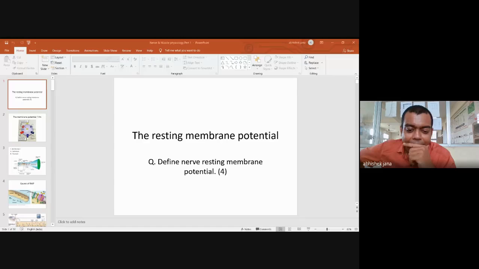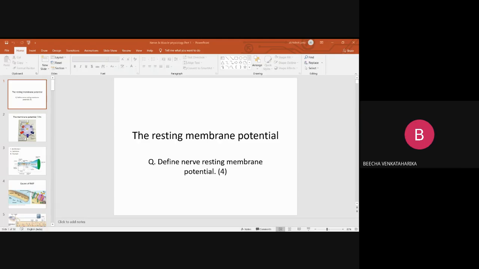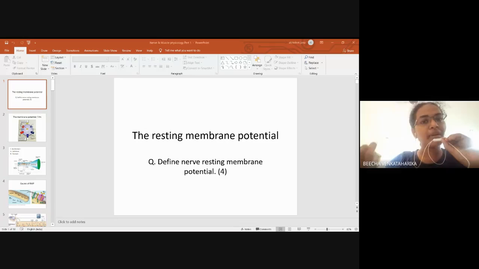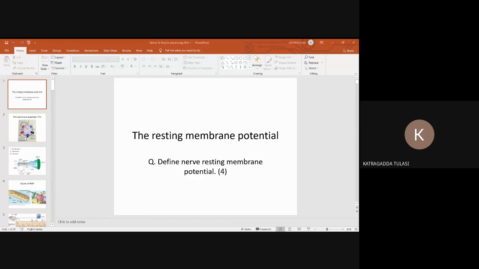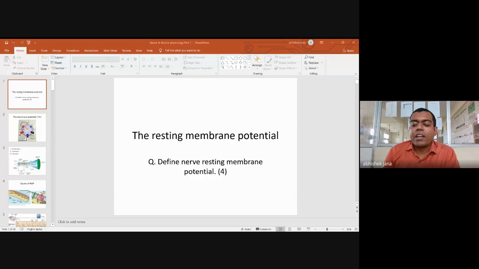No. Krishna Harika, Venkata Harika. I think it is the membrane potential when it is in action. It's the highest membrane potential. So, membrane potential is a difference between the charges in the outer and inner cell. So many people have many ideas. Okay.